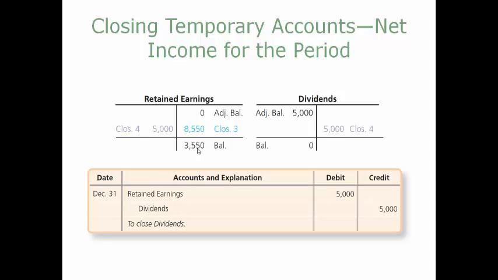And if you take a look, what you might find interesting is that $3,550 is going to be the same balance that you have in retained earnings on your statement of retained earnings. If you do that, then you know you did it right.